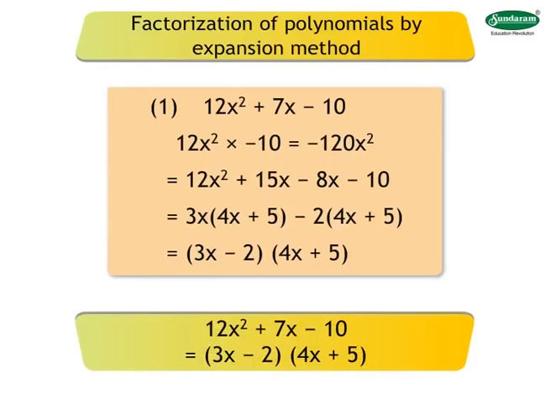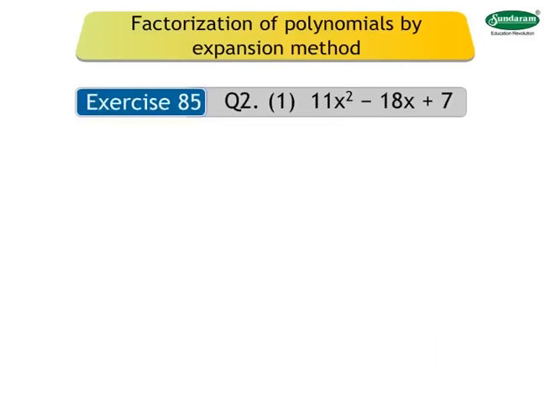Let us solve exercise 85, question 2, sum number 1. 11x square minus 18x plus 7.